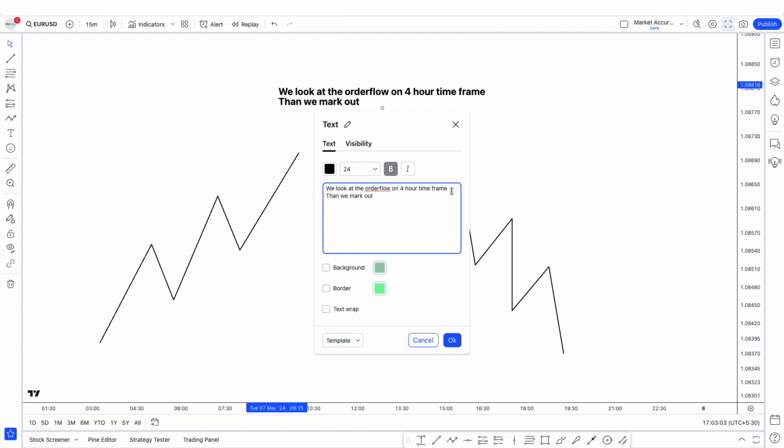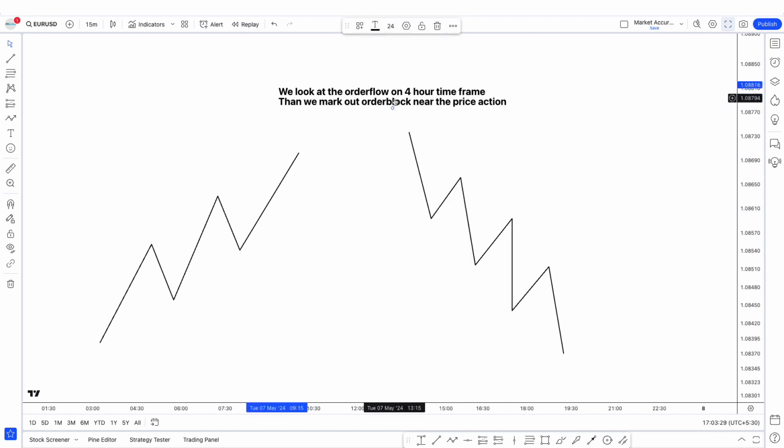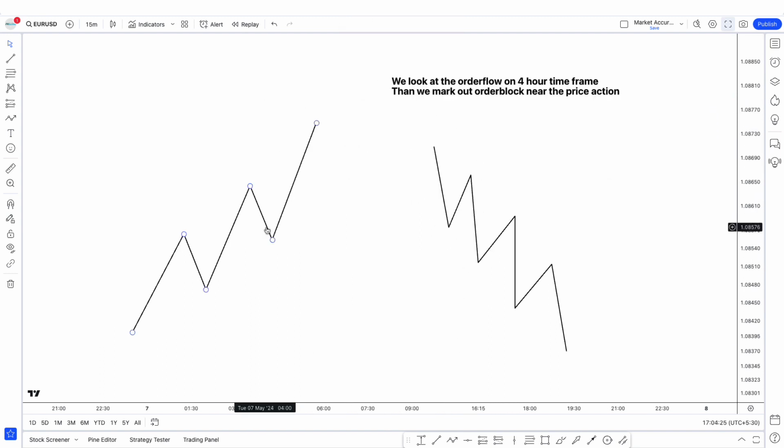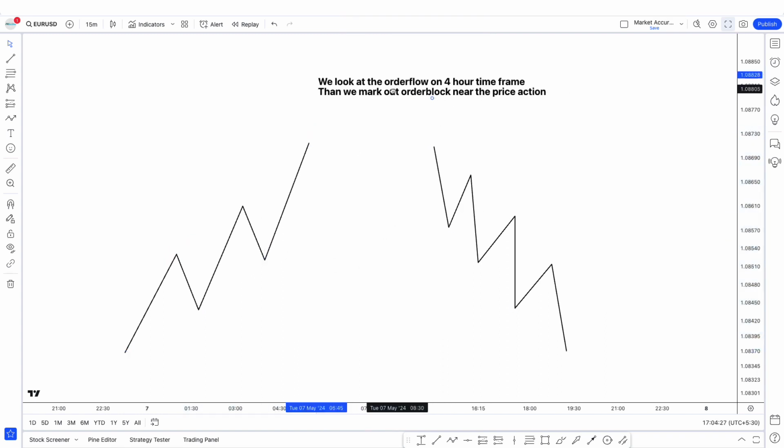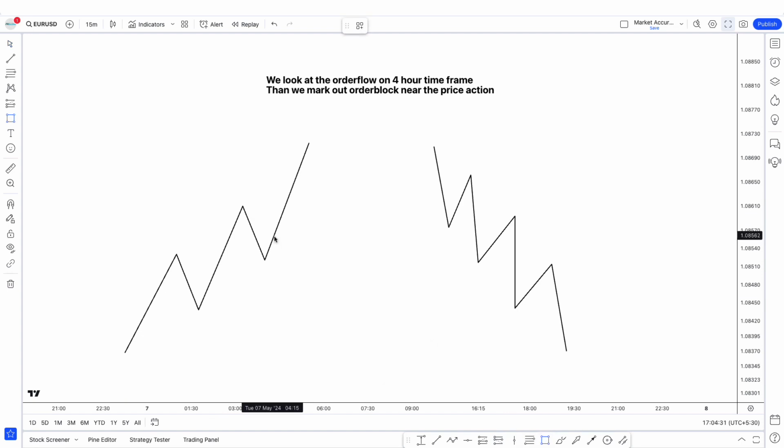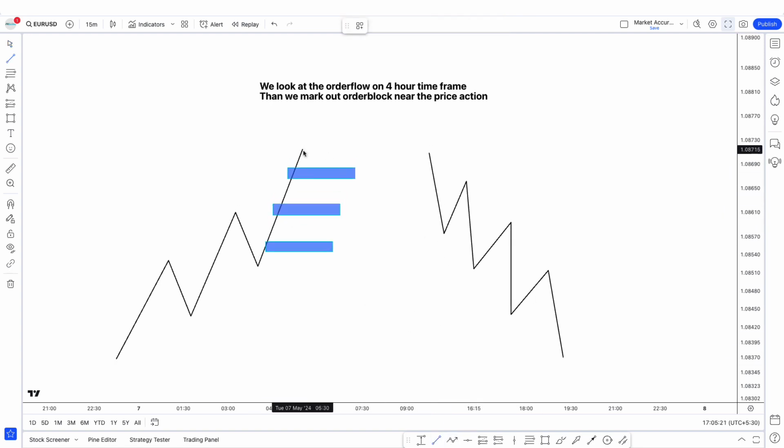Number 2 is then we mark out order blocks near the price action. Let's say if we are bullish, you want to mark out bullish order blocks. Let's assume there's a bullish order block here. Let me mark this out. There's a bullish order block here. There could be a bullish order block here as well. There could be an order block here as well. You mark every single order block here. Let's wait for price to come back into any one of these order blocks.